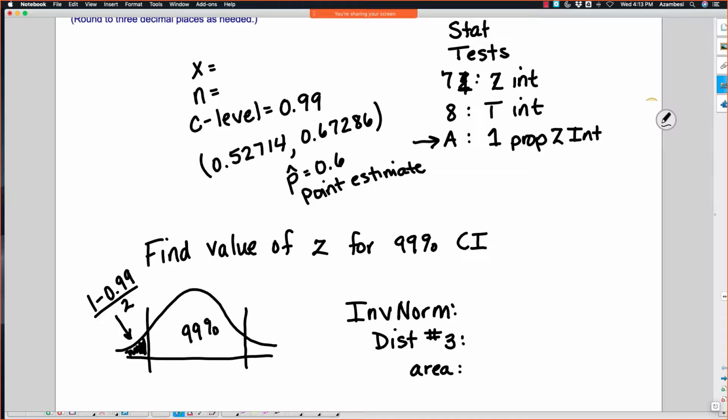We use positive values for construction of our confidence intervals. So if you have that option, you want the right tail.